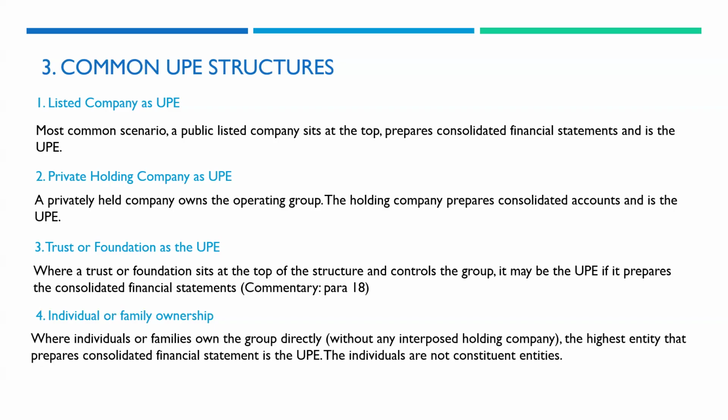So whenever you are given an MNE group, look at the structure. If ultimately it is owned by individuals, then you have to see which company is the one which prepares the consolidated financial statements. The one which the individuals hold would be the one which prepares consolidated financial statements. The highest entity that prepares CFS would be the UPE. Just because you have an individual at the top does not exonerate you. If you have subsidiaries, then you are still coming into the network of Pillar 2.